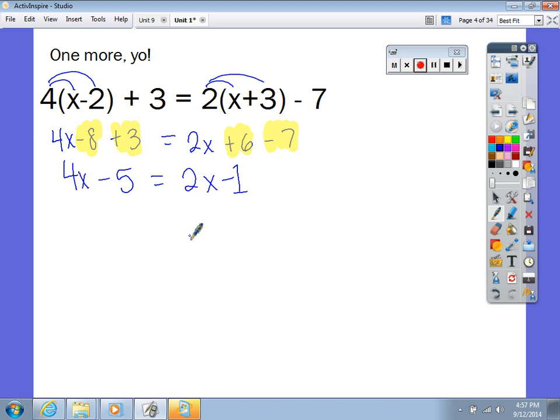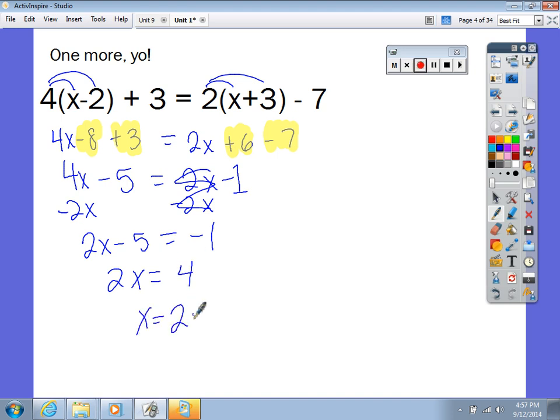If you don't even like moving over the x's first, you can move over a constant. So whatever you want to do. I personally think it's easier to move over the smallest x just because students tend to make fewer mathematical mistakes by doing so. So right here I'm going to subtract 2x, but remember you don't have to do that. 4 minus 2 is 2x minus 5, which equals negative 1. Then you add 5 to both sides, divide by 2, and you're going to get 2. And remember, this just means that if I subbed in 2 for x, I'm going to get the same answer on each side. That's what your answer would be.